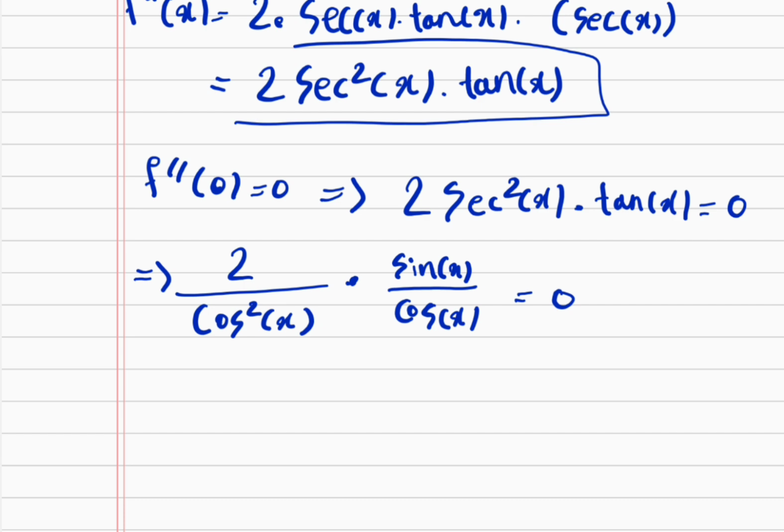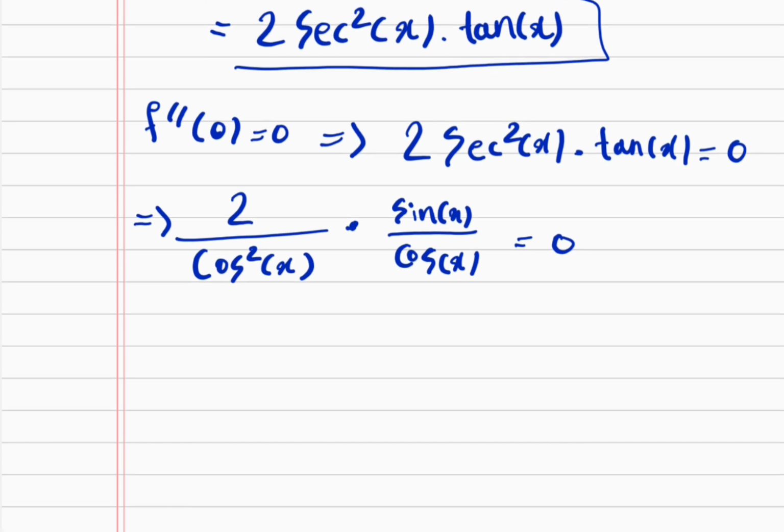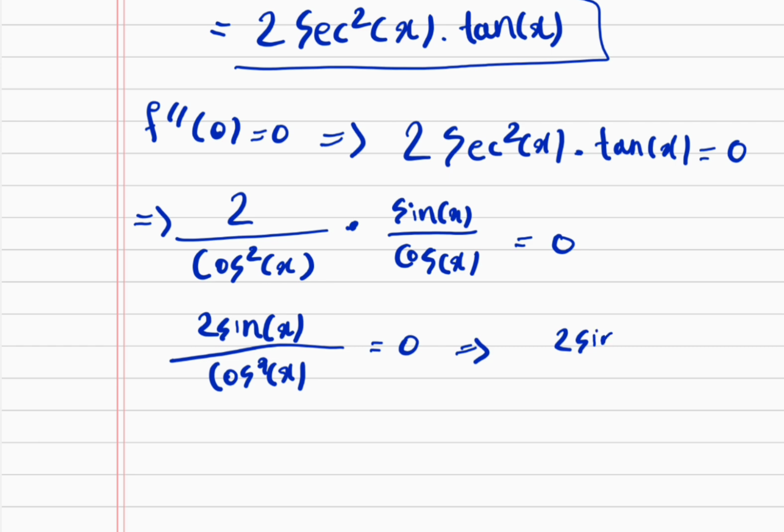is equal to 0. Now we can simplify this. So the numerator becomes 2 sine x over cos cubed x is equal to 0. And then a simple cross multiplication gives us 2 sine x is equal to 0. And then divide both sides by 2 to get sine x equal to 0.